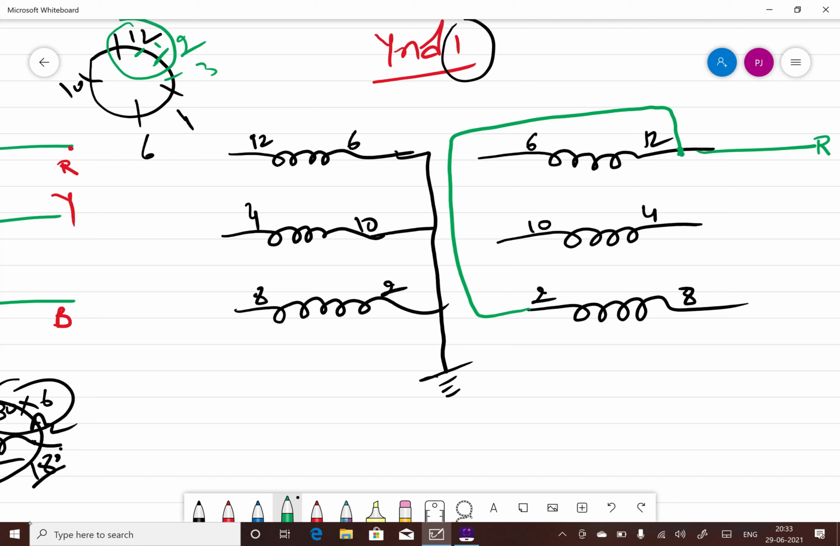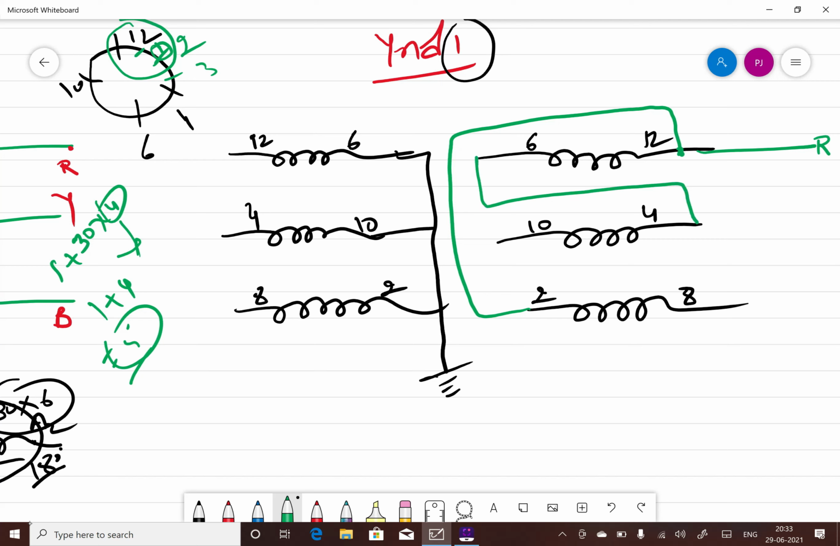Likewise, once you have drawn the R phase, where is it? At 1. From there, calculate 120 degrees. So 1 and 120 degrees means 30 into 4, that is 4 hours extra. So 1 plus 4, that means 5. So Y must come at 5, and where will be 5? 5 is in between 4 and 6. So this is your Y phase, and in the end B phase is in between 10 and 8, which is 9. And you can easily verify these things by using simple clock notations.